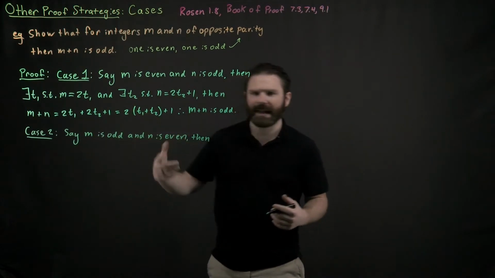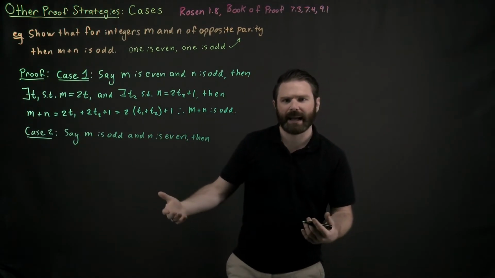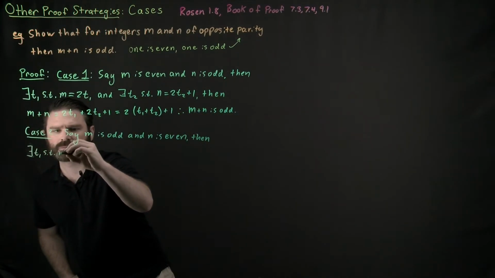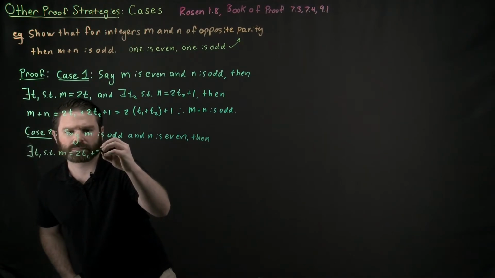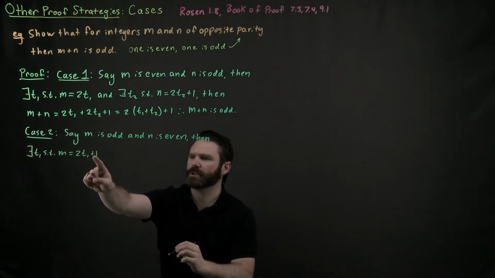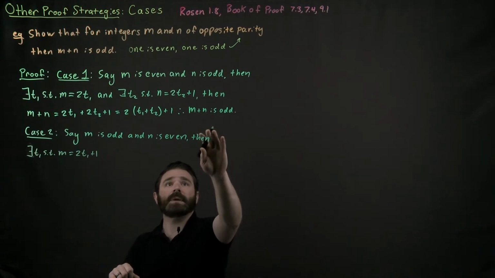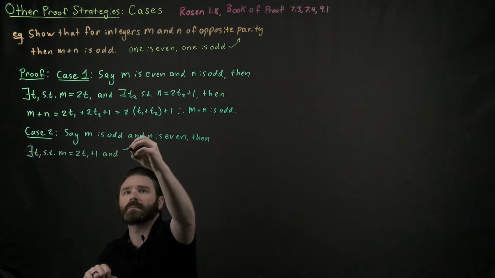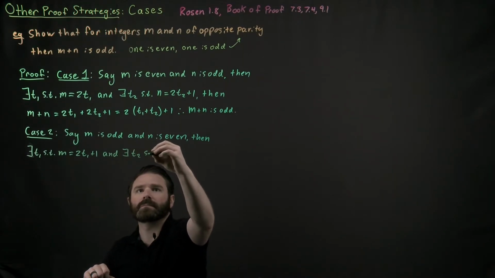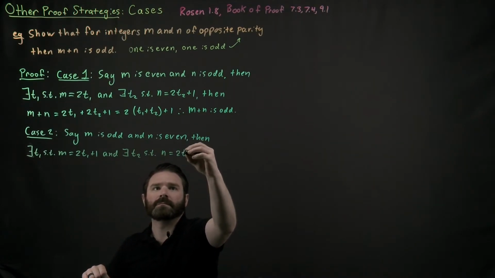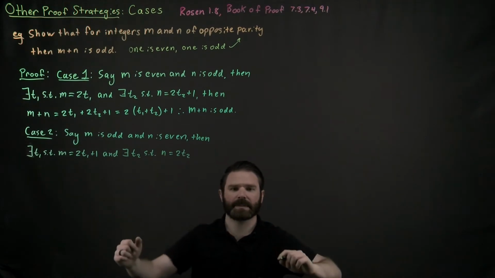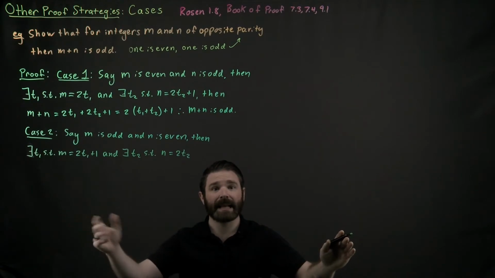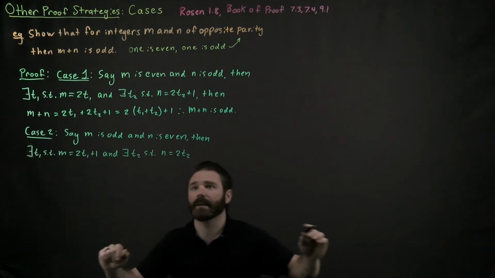So we have m is odd. That means I can write it as 2 times some other integer plus 1. And n being even means that I can write it as 2 times some other integer. And again, now all we have to do is consider m plus n and see whether or not it's even or odd.